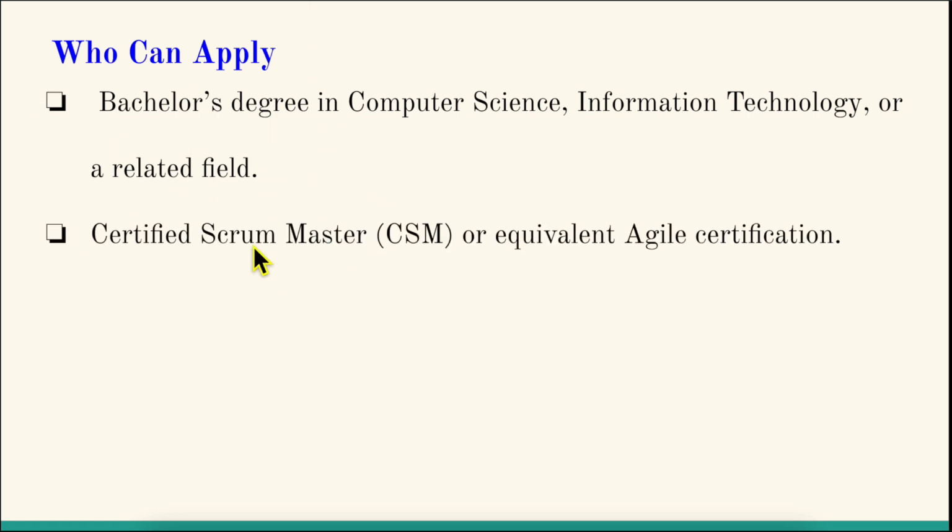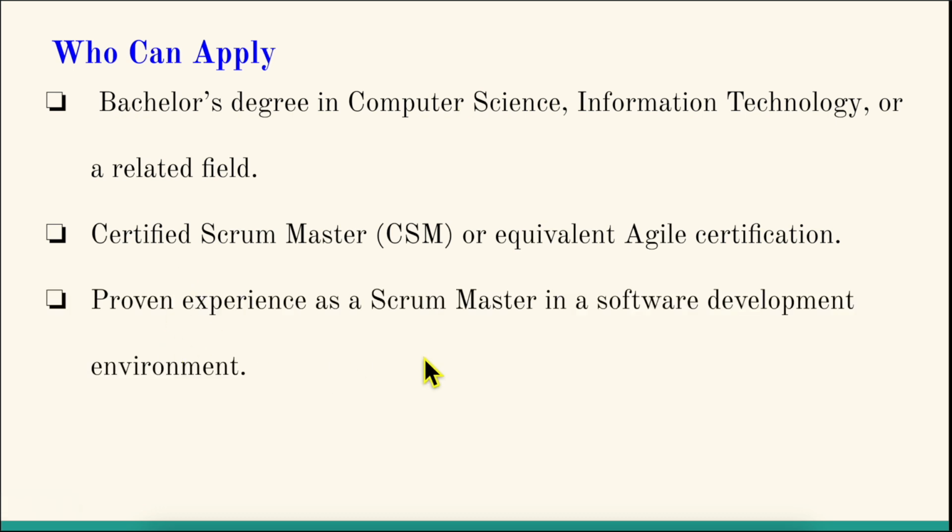Then the company is expecting that the standard candidate should have a Certified Scrum Master or any equivalent Agile certification. So typically the Certified Scrum Master or any other certifications which validate your Scrum knowledge should be applicable. But Scrum Alliance Certified Scrum Master is the most popular one, which most organizations look at as an industry standard for understanding Scrum. Proven experience as a Scrum Master in a software development environment is also an added advantage here.